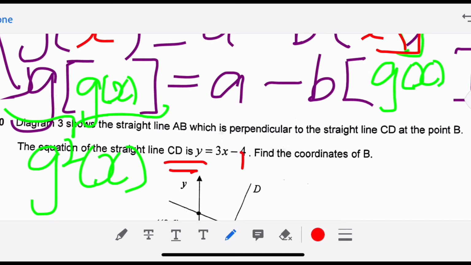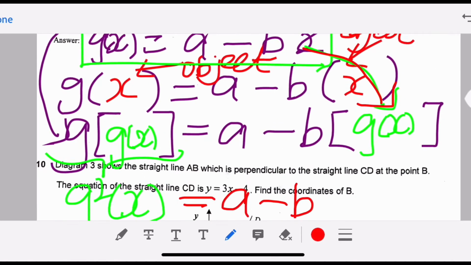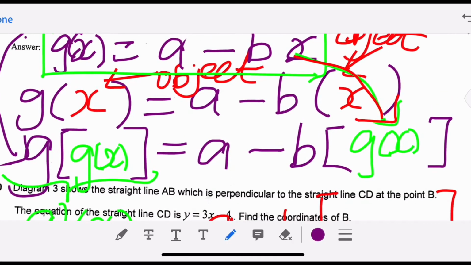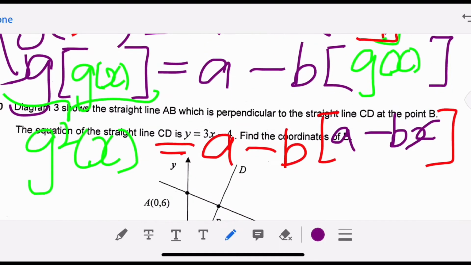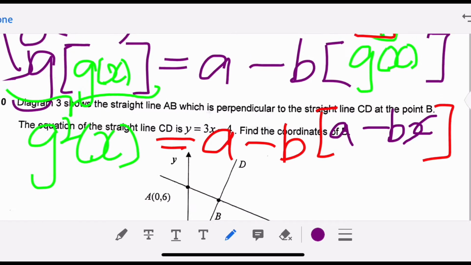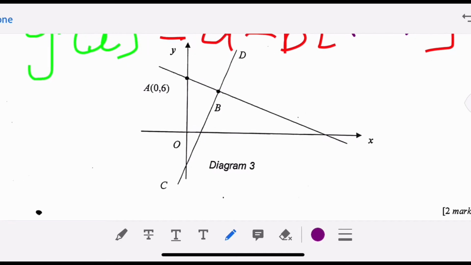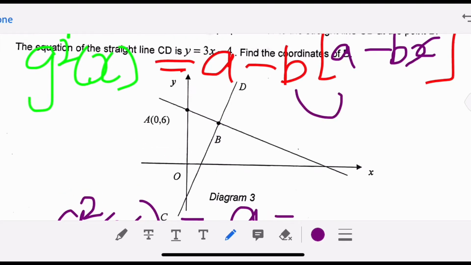Do you understand that? So g2(x) is a minus b. When you see g(x), you substitute a minus bx into the rectangle bracket like this. Clear? So composite function means you substitute the function into another function. But this one is you substitute g into g. So it becomes g2. So g2(x) is a minus, now we need to expand.